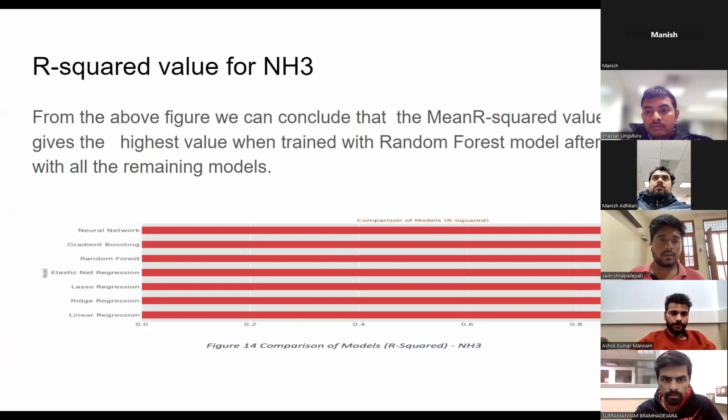So these are the R square values for the feature NH3. You could see that for this feature, we could conclude that the R square value is highest when trained with the random forest model. After performing with all the different models such as neural network, gradient boosting, random forest, and four types of regression, we could see that random forest has performed well for the feature ammonia. Could you move to the next slide?